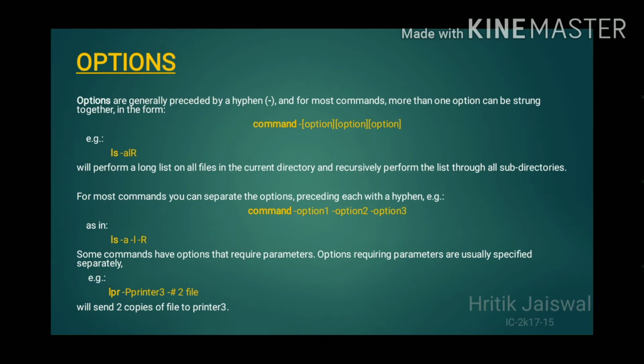For most commands, you can also separate the options, preceding each with a hyphen. Example: command hyphen option 1 hyphen option 2 hyphen option 3. Some commands have options that require parameters. Options requiring parameters are usually specified separately. For example, lpr hyphen p printer 3 hyphen 2 files sends 2 copies of the files to printer 3.